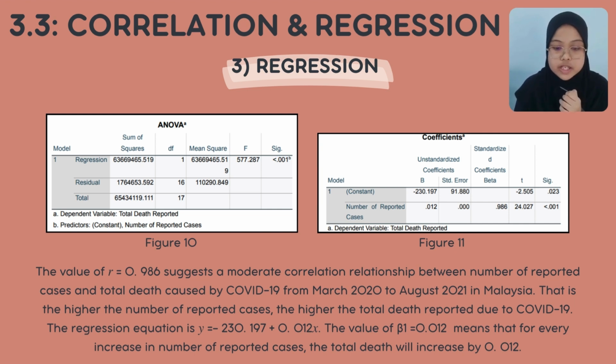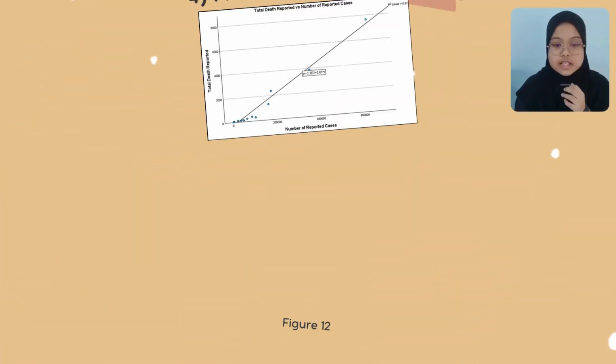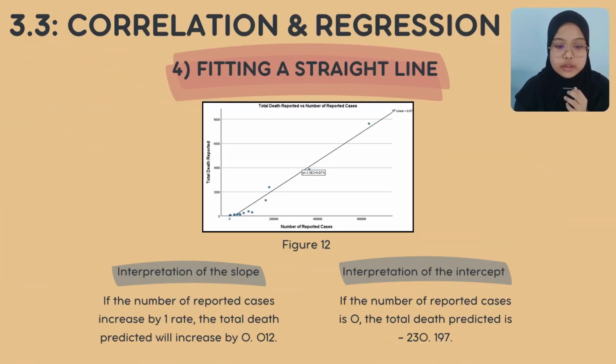The regression equation is y equals negative 230.197 plus 0.012x. The value of beta 1 equals 0.012 means that for every increase in number of reported cases, the total death will increase by 0.012. Lastly, we will take a look at the graph of fitting a straight line. Based on figure 12, the interpretation of the slope is if the number of reported cases increases by 1 rate, the total death predicted will increase by 0.012.